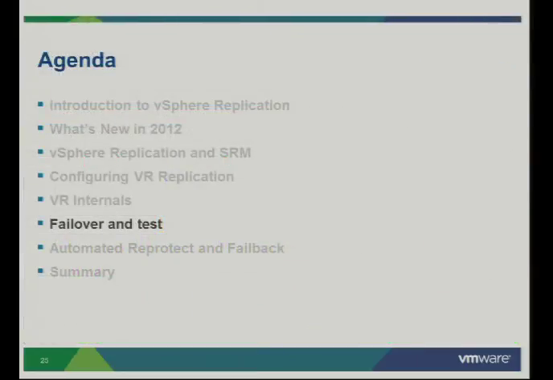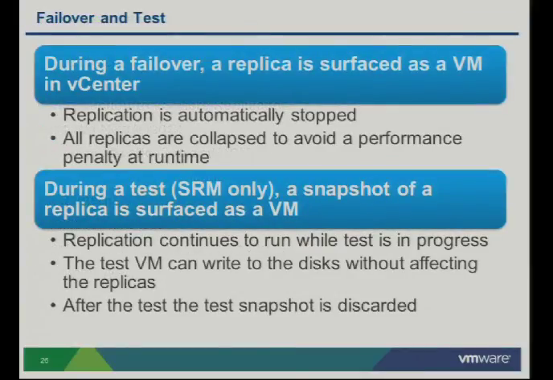Now that we covered the replication configuration step and the replication life cycle, let's talk a little bit about what happens during the failover and test. If you initiate a failover, what we essentially do is take the VMDK files that we created on the recovery side and surface an actual VM out of them. And we register it in VC and power on, and this becomes a VM. In addition to this, we collapse all the redo logs that are present in the replica files to avoid a constant performance penalty associated with redo logs.